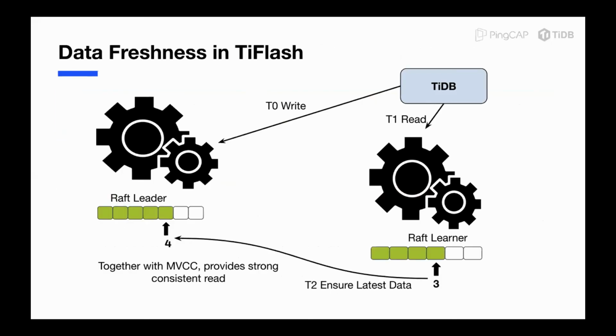A working example here. For simplicity, I didn't include the Raft follower here. There's only a Raft learner, which is TiFlash, and a Raft leader. So whenever a query comes into TiFlash, it will check with the Raft leader whether its data is up to date. Otherwise, it will just keep waiting for the log to be replicated to the Raft learner and applied on the Raft learner before replying to the clients. So in this case, you have to wait a bit longer, but the data freshness is guaranteed.